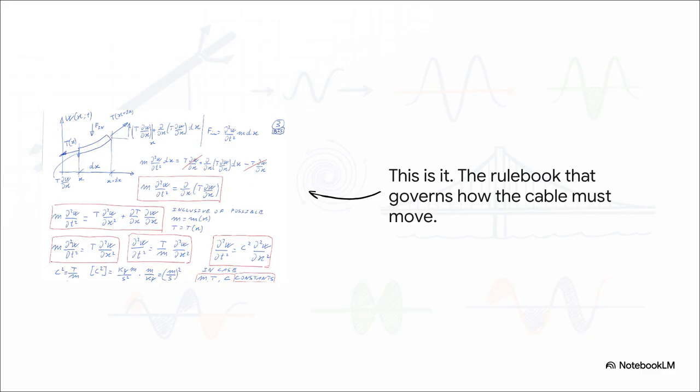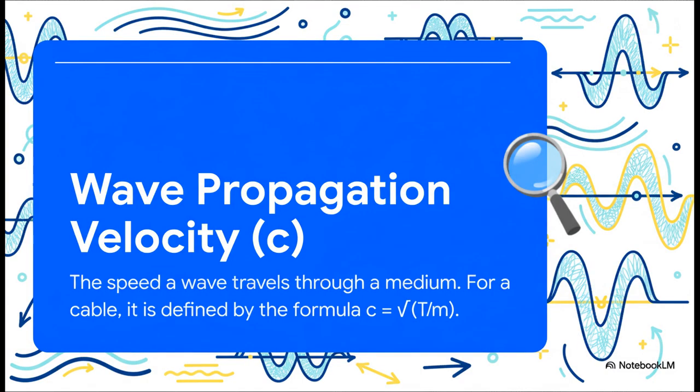Now, I know it looks a little intimidating, but just think of it like the cable's DNA. It's the universal rule book. It contains all the information about how any wave is allowed to travel along that cable. And see that little letter C in there? That's not just some abstract number. It stands for a real physical speed, the wave propagation velocity.